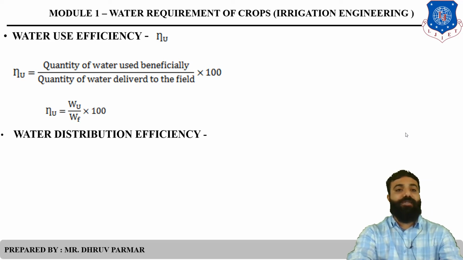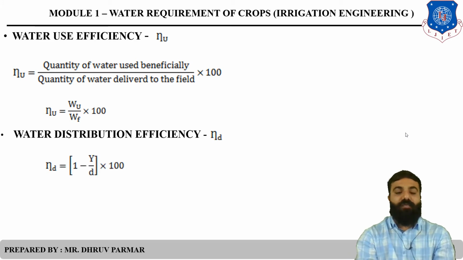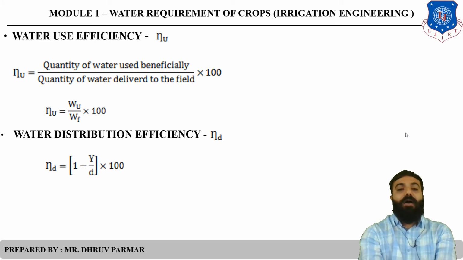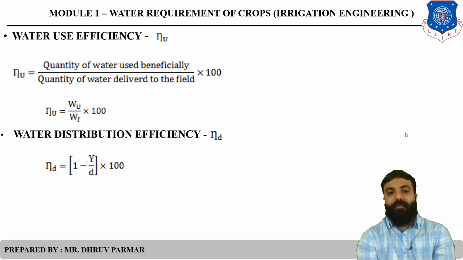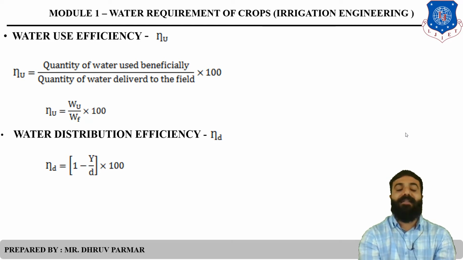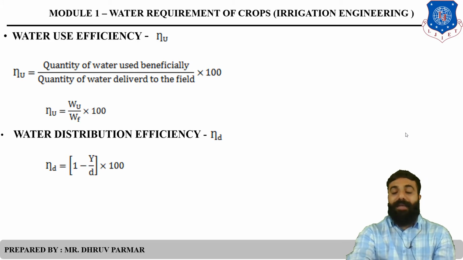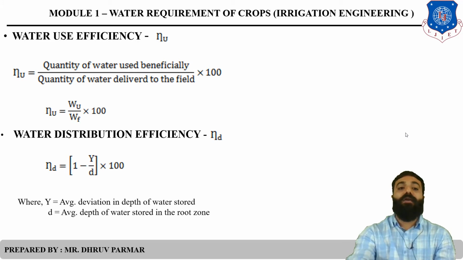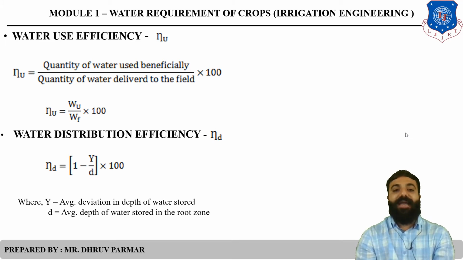Next one, water distribution efficiency. Water distribution efficiency is indicated by eta D. Clear? So eta D is equal to 1 minus y upon d, multiplied by 100. Please remember that this is a very important formula to find out distribution efficiency, and there are one or two examples in our syllabus that are many times asked by GTU. So what is y? Average deviation in depth of water stored. And what is d? Average depth of water stored in the root zone. Clear? So lots of depths are given, then you find out the average.